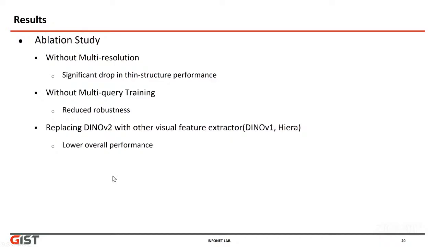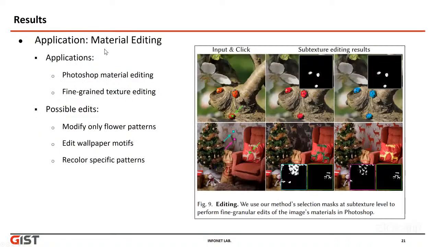They made some ablation studies. Without multi-resolution and multi-query training, performance dropped significantly on thin structures, and replacing DINOv2 with other visual feature extractors like DINOv1 or ERA lowered overall performance. This means every component contributes to the performance improvements.